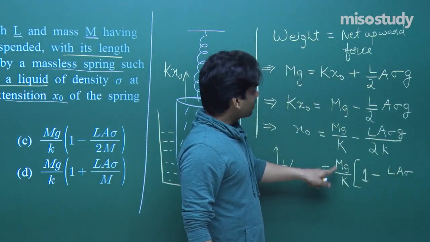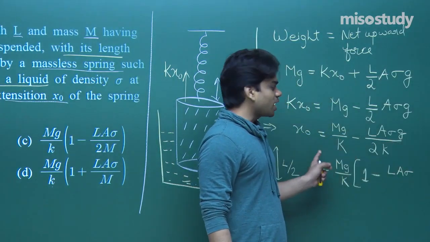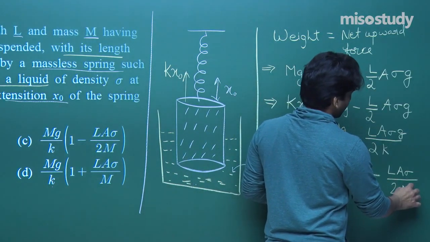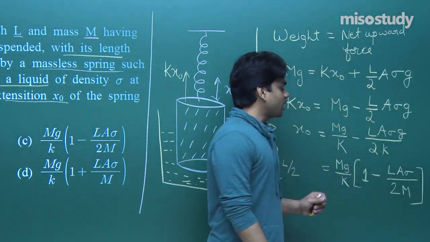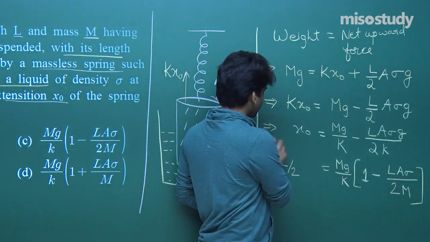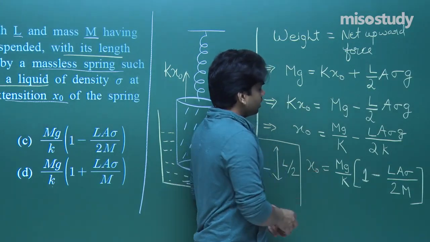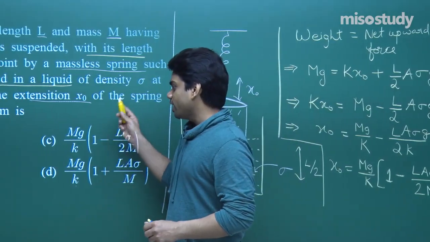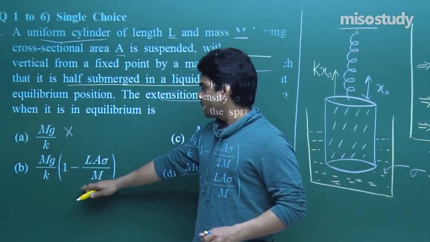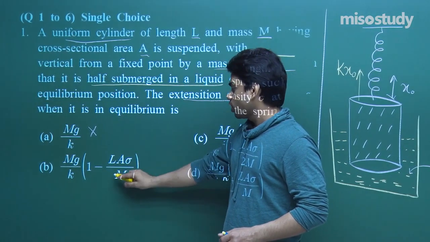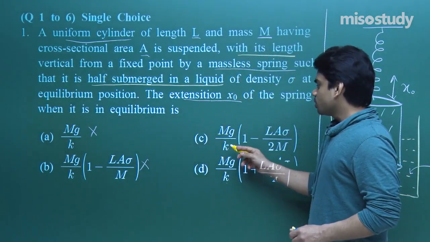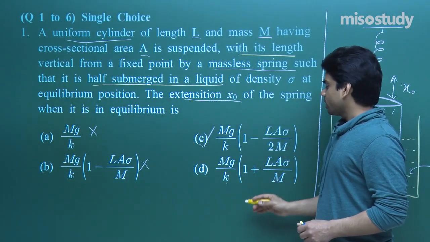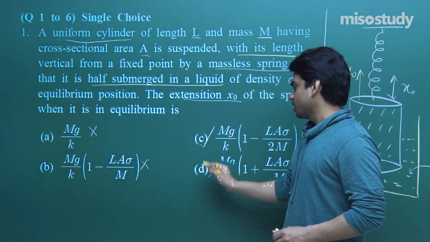Now see here, you had mg and g, you have taken outside, so it will not be a problem, and here you have to take 2 and divide by m. L a sigma by 2m. So finally the result that you are going to obtain for x naught will be equal to mg by k times 1 minus L a sigma by 2m. So option A, mg by k 1 minus L a sigma by m, is incorrect, because 2 is not here. Option C, mg by k 1 minus L a sigma by 2m, is the correct response. D, mg by k 1 plus L a sigma by m, is incorrect.